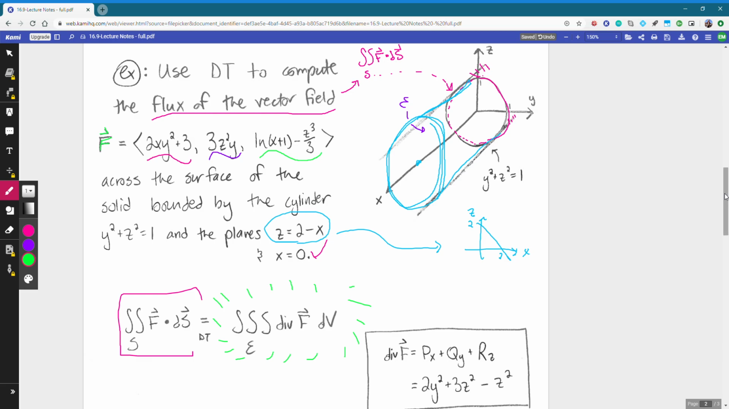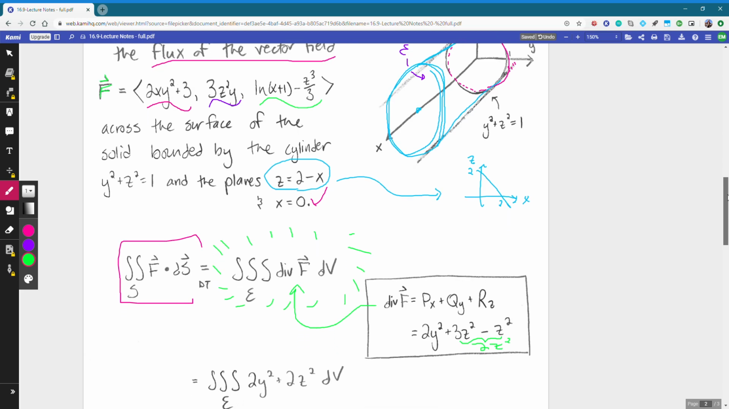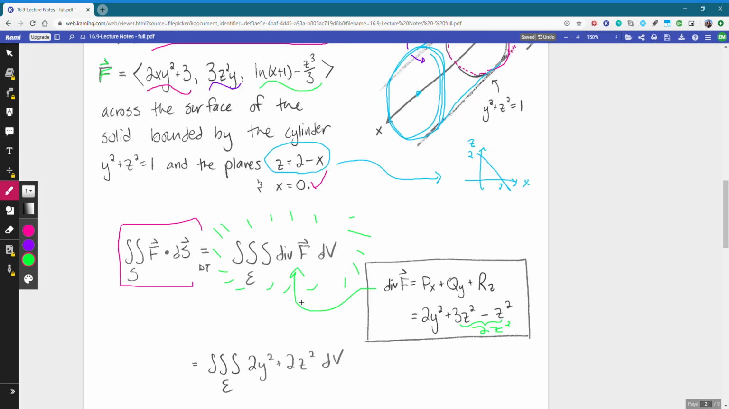All right, and so notice that happily we do get a little bit of cancellation going on. The 3z squared minus z squared will give us the 2z squared. And so that'll be what we plop in here for our divergence. Now, once we have that, we have our function that we're integrating. We just need to set up our limits of integration.